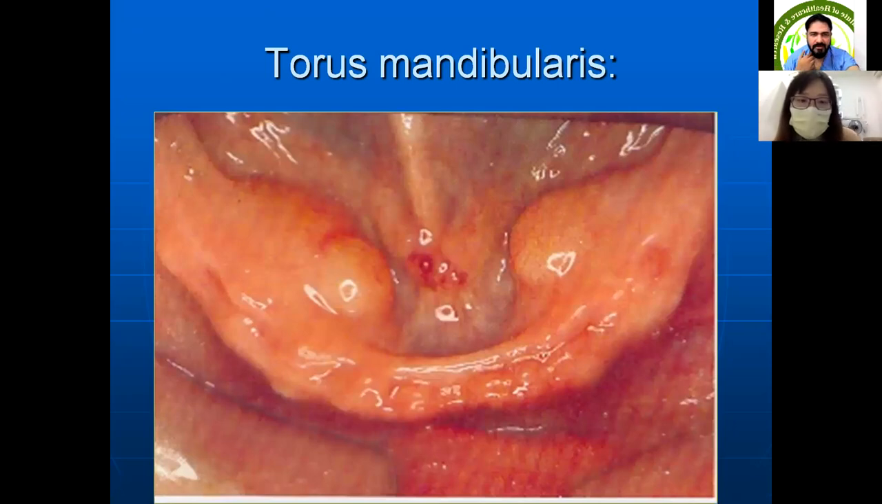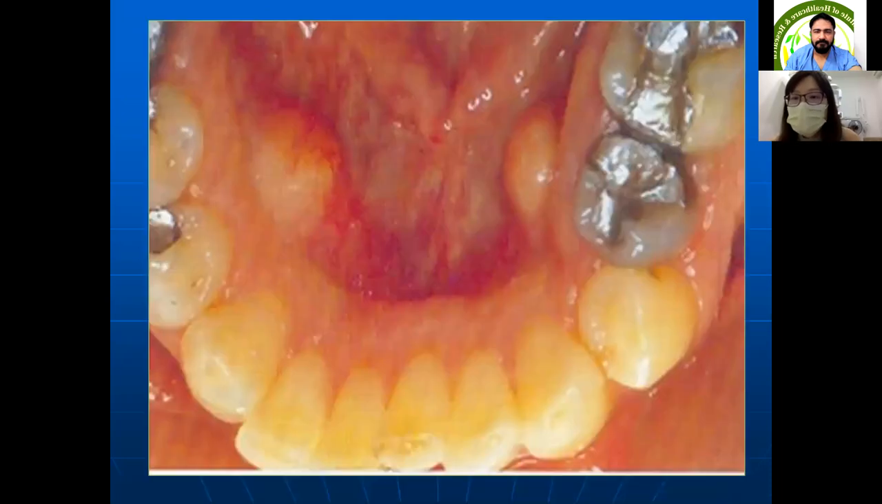I have a torus mandibularis. Oh. Sometimes they keep on increasing and after some time they vanish, then again they come. In implant cases, we are not bothered about torus mandibularis. Yes, but if we need a bone graft, we can take bone from here. Good cortical bone is there in the torus.